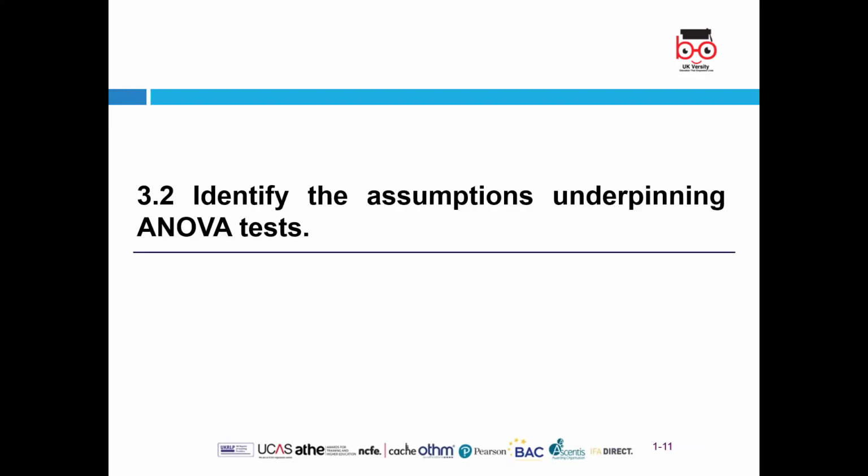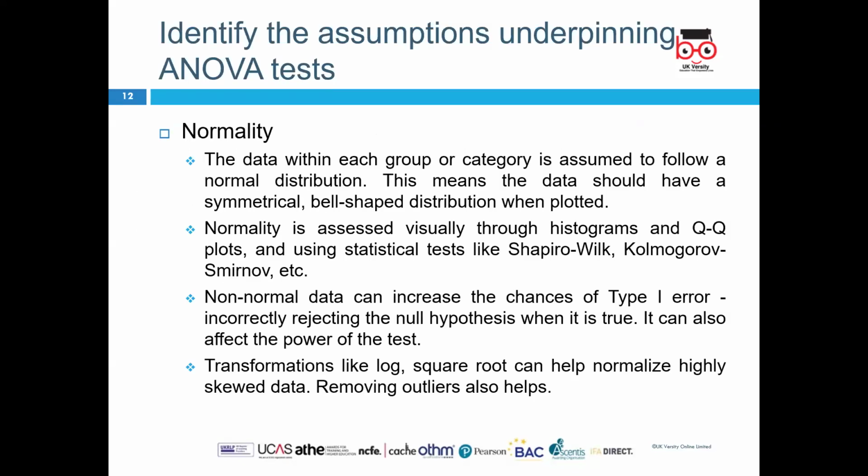So the next one, we look into the different assumptions underpinning the ANOVA test. So what are the key assumptions that guide ANOVA tests? The first main assumption is normality, which is normal distribution. The data within each group or category is assumed to follow a normal distribution. This means that the data should have a symmetric bell-shaped distribution when plotted. Normality is assessed visually through histograms and QQ plots and using statistical tests like Shapiro-Wilk test, Kolmogorov-Smirnov tests. These are the common tests used to assess normality in statistics.